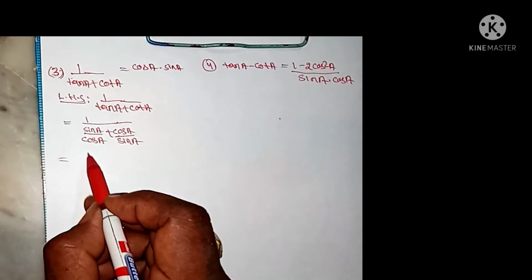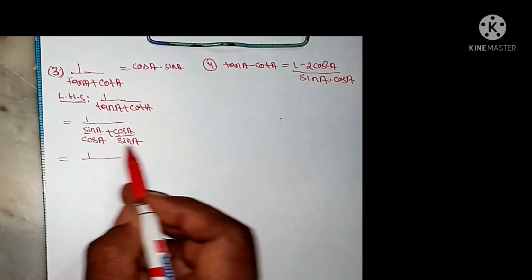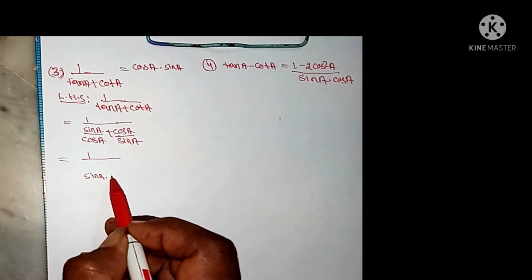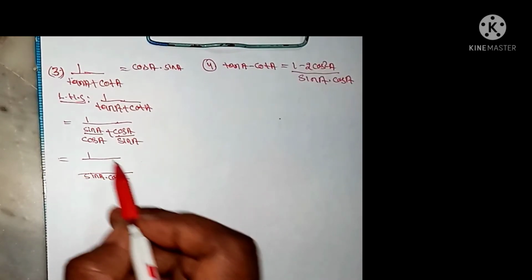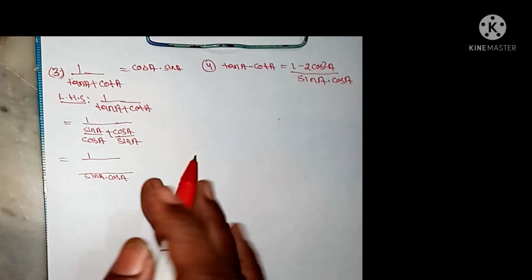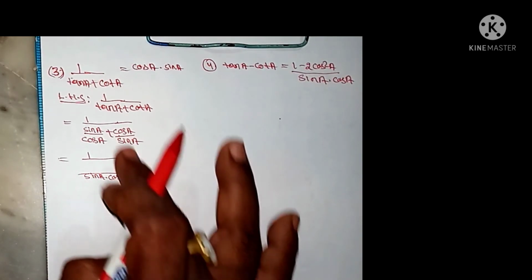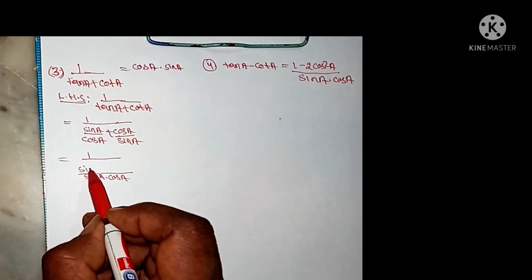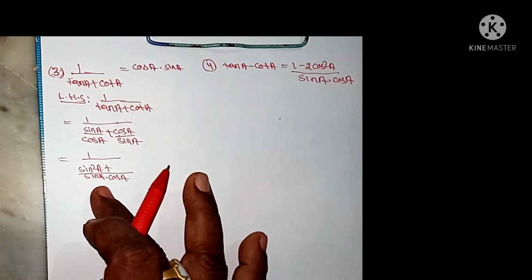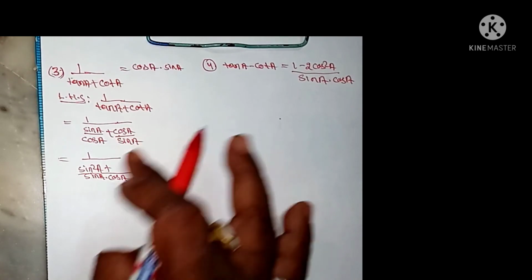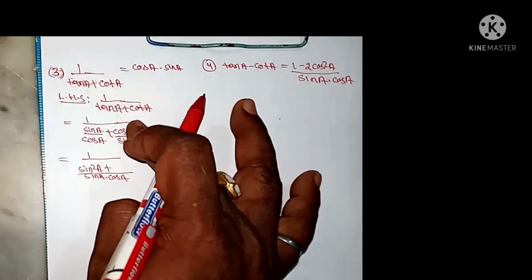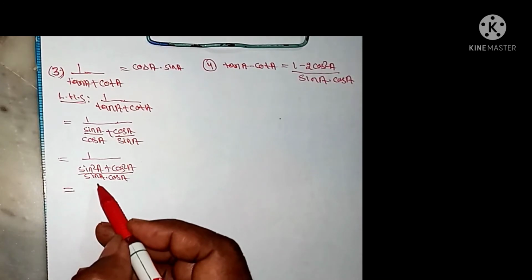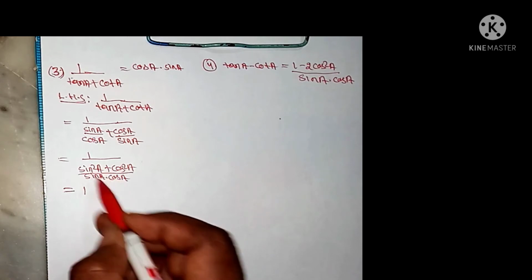Then add the denominator, 1, then the LCM of cos A, sin A will be cos A sin A, or sin A cos A. Then divide the denominator with LCM: sin A into cos A by cos A, cos A cancels, sin A. Sin A multiply with sin A, sin square A. Like this, sin A into cos A divide sin A, sin A cancels, rest cos A into cos A, which is equal to cos square A, equal to 1.